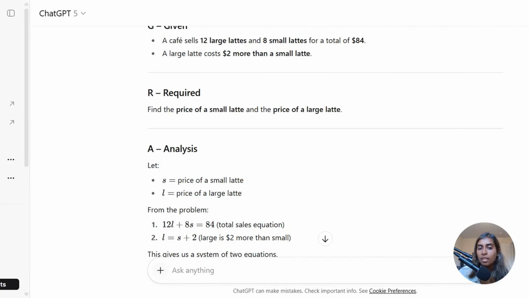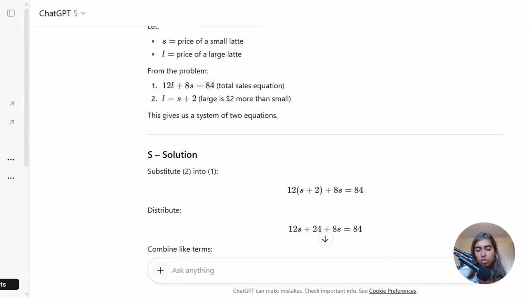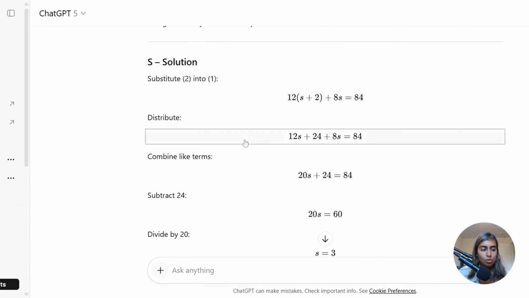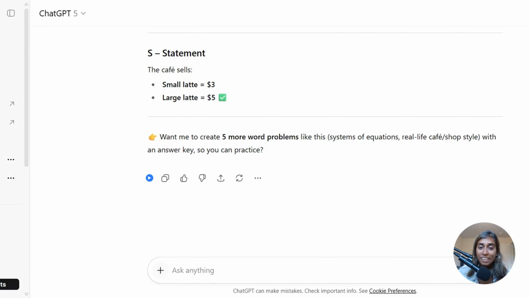Given is what we know. Then what we need to find is the price of a small latte and the price of a large latte. How are we going to do that? I'm going to plug in some variables here. S is the price of a small, L is the price of a large, and then here's the solution. Here's how we're going to do it. Wonderful.